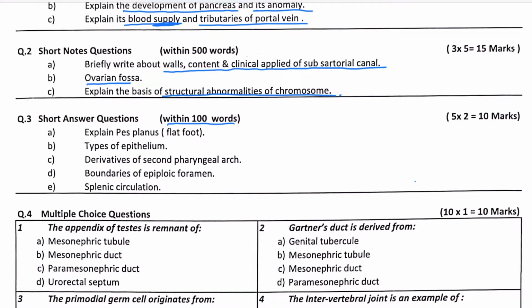First here is: explain pes planus or flat foot. Now this pes planus again is a congenital problem where there is not much arching on the sole. The longitudinal and the transverse arches are not well formed. So what happens is the sole appears flattened. So when a person walks, there is hardly much arching.